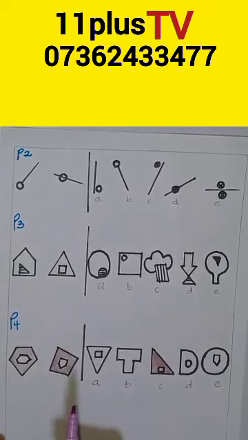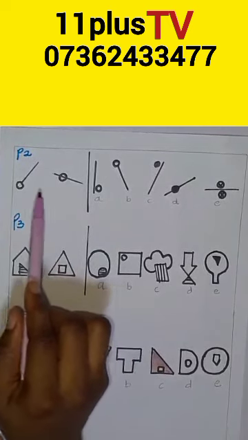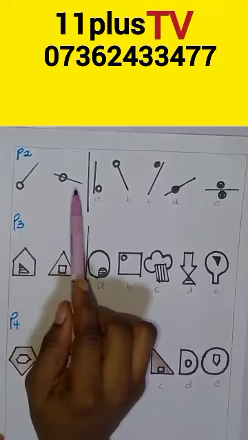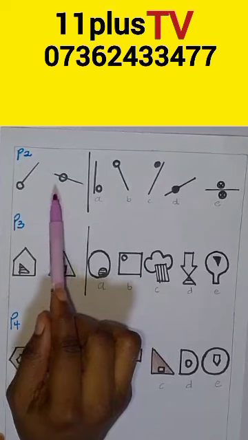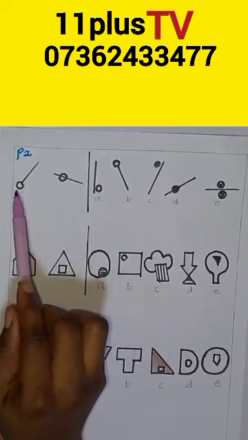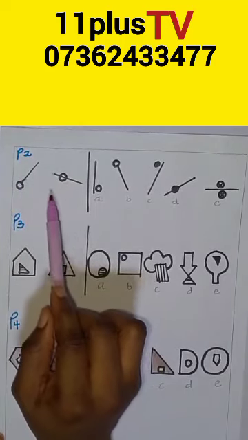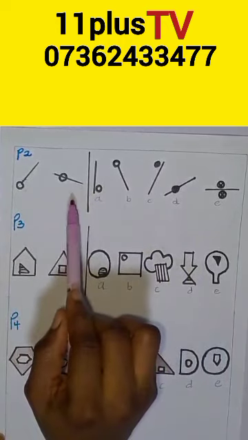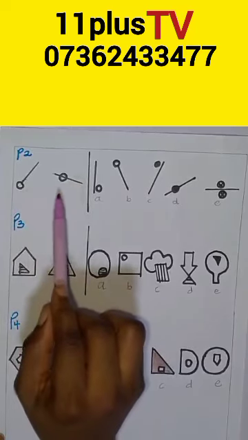For practice question 2, study the two figures on the left. You can see the common features are they have a straight line and a white circle. Now ignore the differences. The difference is that in one of the figures the circle is touching the straight line, while in the second one the circle is going across the line. You have to ignore them. Let's look at the common features, a circle and a straight line.